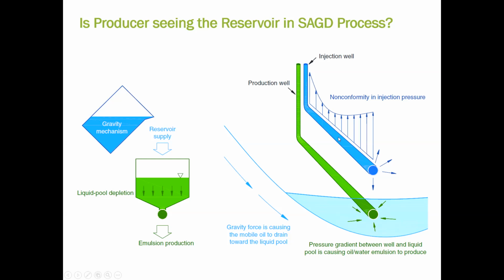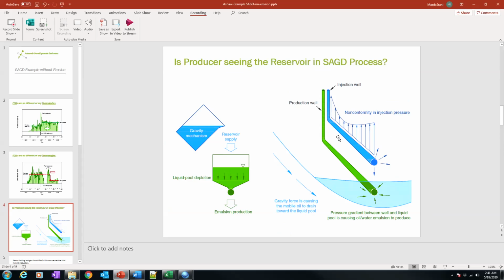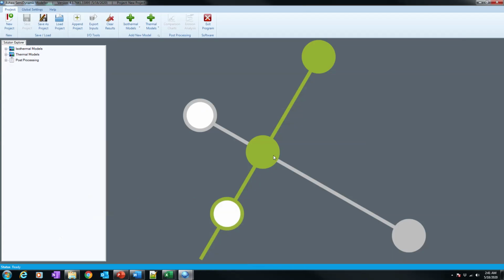So now we know the basics of the modeling. Now let's do one example here using the Ashaw package. This is the interface of the Ashaw package. These dots and line are the logo of the Ashaw package. In the Ashaw package, currently we have black oil, gas reservoir, and other isothermal models, and we have thermal models which are SAGD and solvent SAGD.